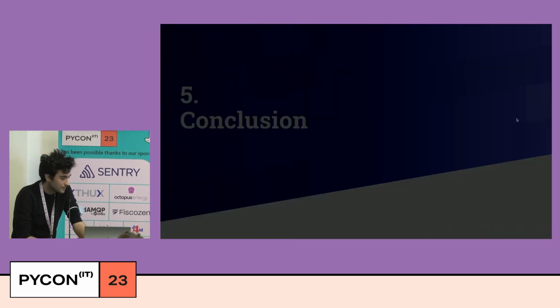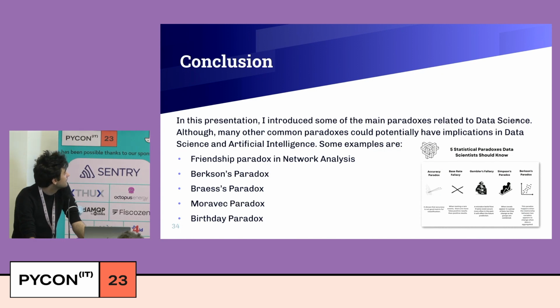And yeah, so going on to the conclusion, in this presentation I provided some common paradoxes, but obviously there are way more apart from these. For example, the friendship paradox in network analysis, which can explain why your friends on average have more friends than you do. And the Bergson paradox, Price paradox, Moreau paradox, Birthday paradox, and so on. You can see there is a really long list. And if you have anything else that you want to add on top of this list, just let me know. I'm always curious to learn more about this.